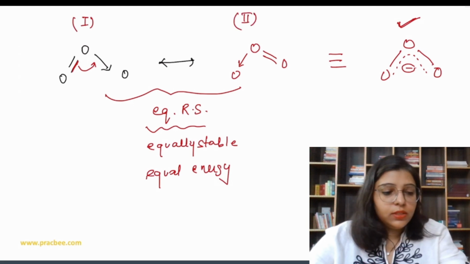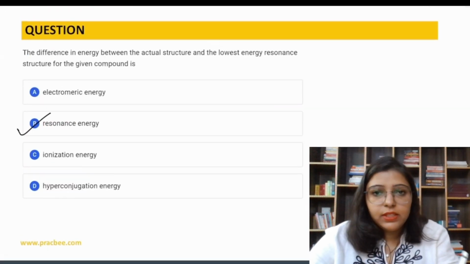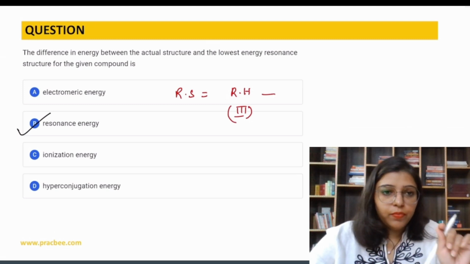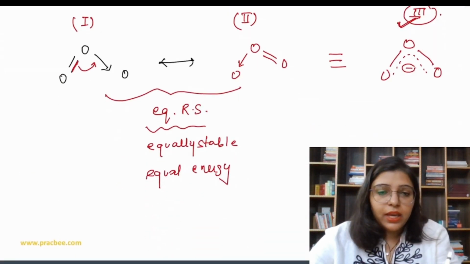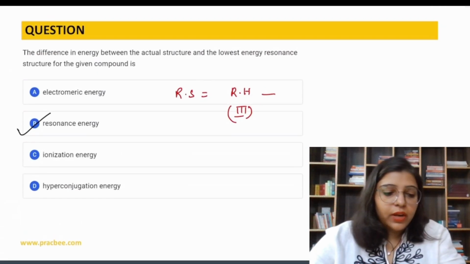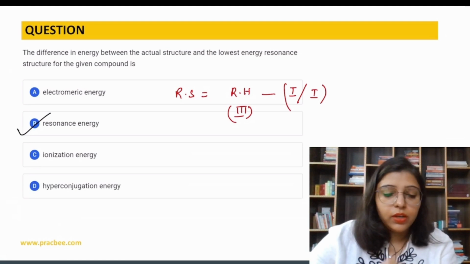So what is resonance energy? It is the difference in energy: the energy of the resonance hybrid, which is the third structure, minus the energy of the most stable structure. So here we have equivalent resonating structures, so all structures are equally stable, with equal energy. So for any structure you can take the energy, right? So the difference is called the resonance energy.